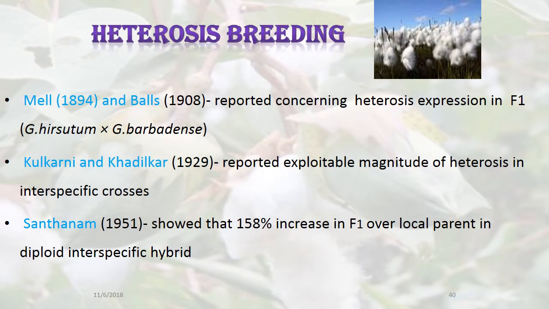Coming to heterosis breeding, some of the scientists who contributed to heterosis breeding: first scientists are Meyer and Balls. They reported heterosis expression in F1, that is in the cross between Gossypium hirsutum × Gossypium barbadense. Kulkarni and Khadilkar in 1929 reported exploitable magnitude of heterosis in interspecific crosses. Shantaram in 1951 showed 158% increase in F1 over the local parent in diploid interspecific hybrid.